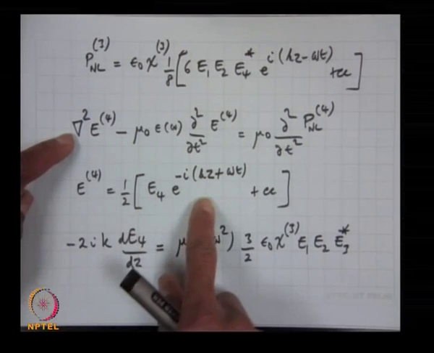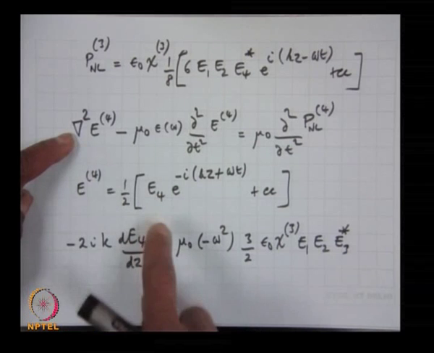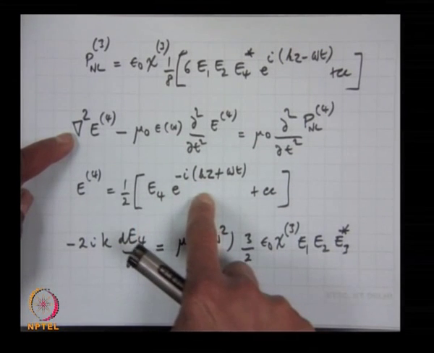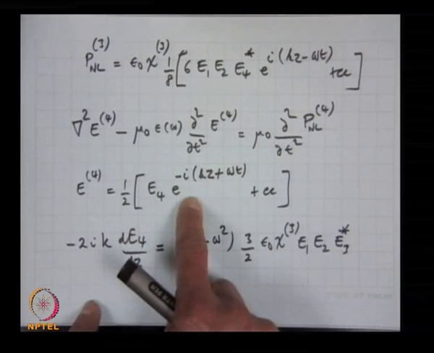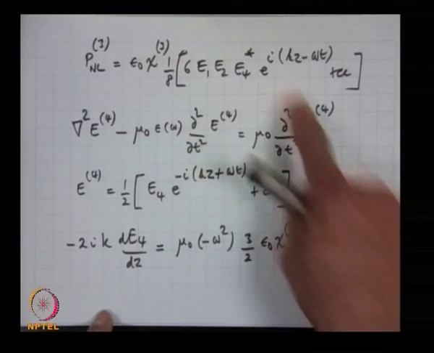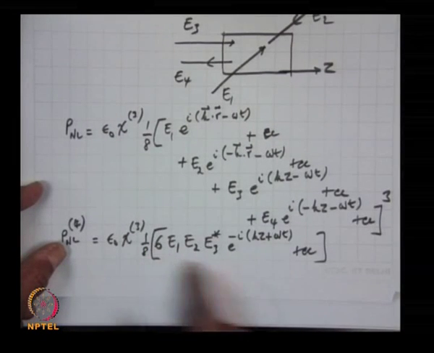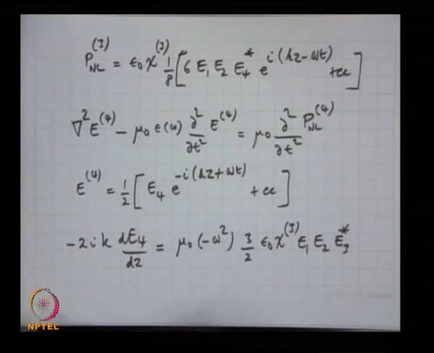E4 only depends on z. So del square has only z differential. So there will be second differential of this with respect to z, which is neglected. Second differential of this with respect to z, which will cancel with this term. And then a product of first differential of this and first differential of this, which is actually coming here. And on the right hand side, it is simply a time differential of this term here. So what I'm essentially doing is substituting the first term here, from here, and equating on both sides.